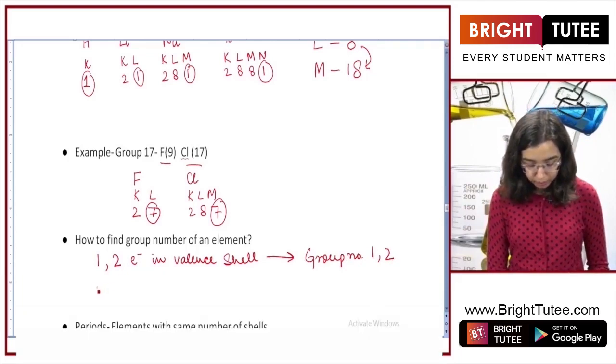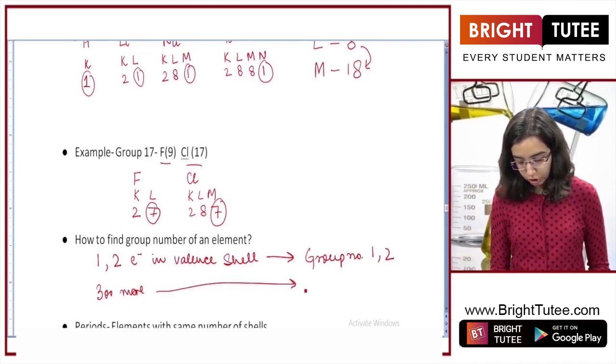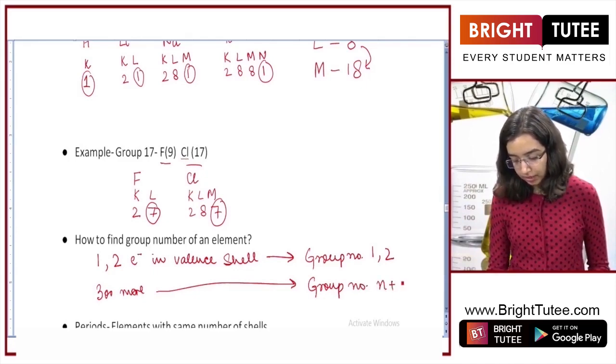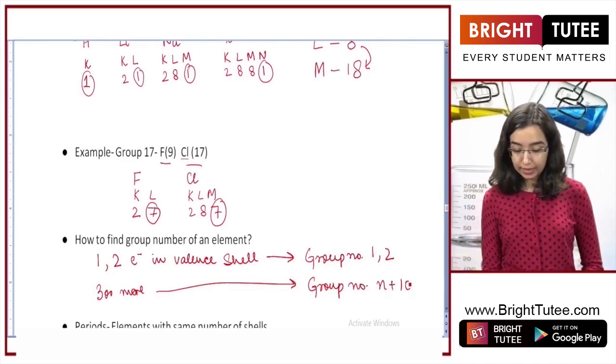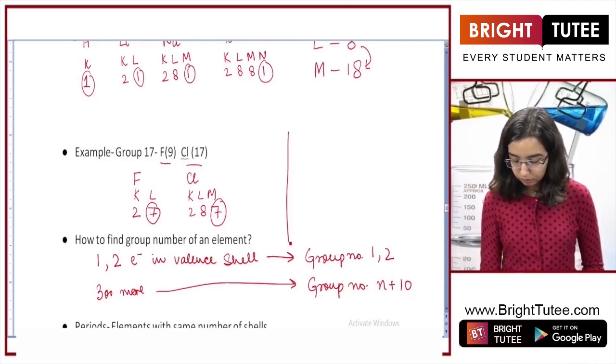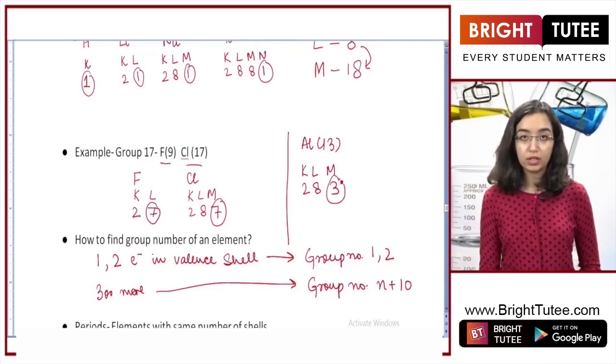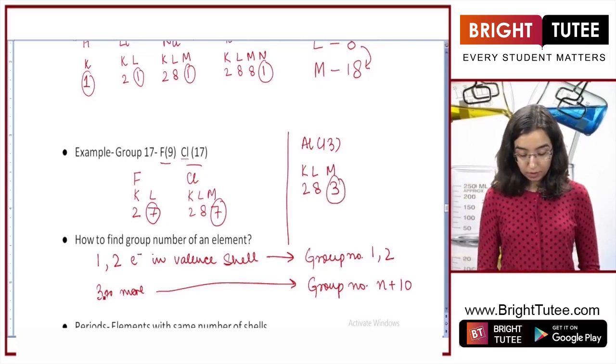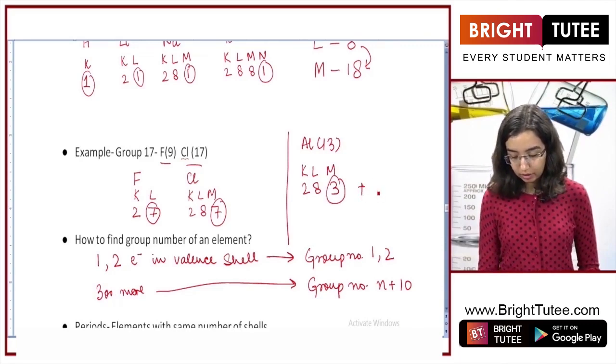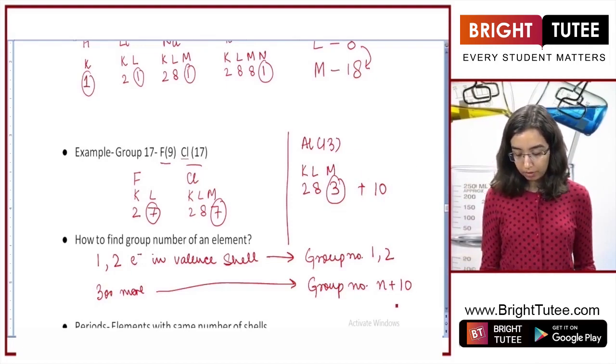But if it is 3 or more electrons in the outermost shell, then the group number becomes n plus 10. So for example, let's take aluminium. Aluminium has atomic number 13. When you arrange it, you see that the electronic configuration comes out to be 2, 8, 3. Now it has 3 electrons in the outermost shell. Because it is 3 or more, we will add 10. So when we add 10 to 3, we see that the group number becomes 13.